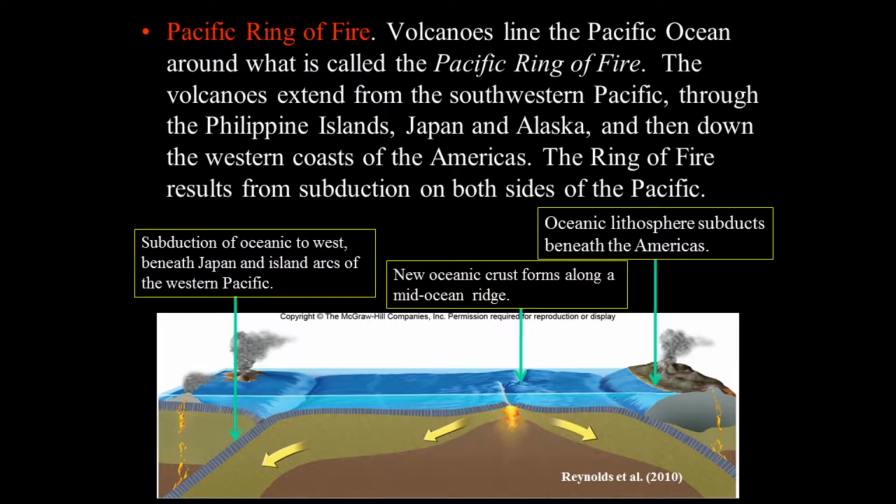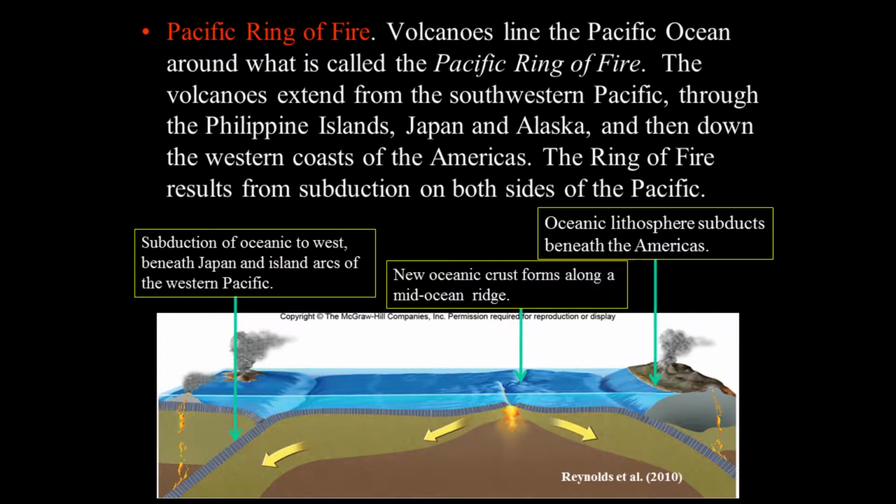We'll now move to the Pacific Ring of Fire, where volcanoes line the Pacific Ocean around what is called the Pacific Ring of Fire. The volcanoes extend from the southwestern Pacific through the Philippine Islands, Japan and Alaska, and then down the western coast of the Americas. The Ring of Fire results from subduction on both sides of the Pacific.